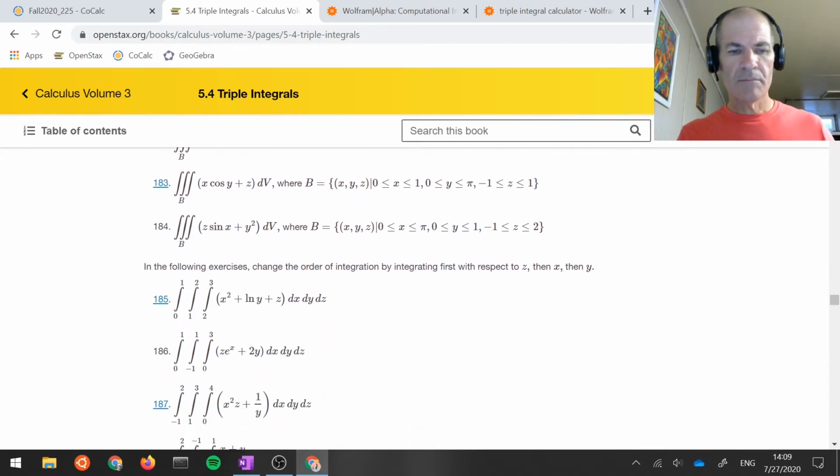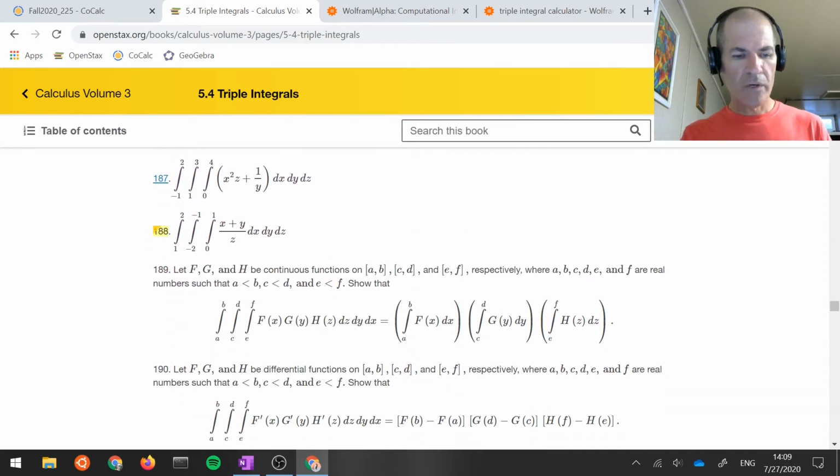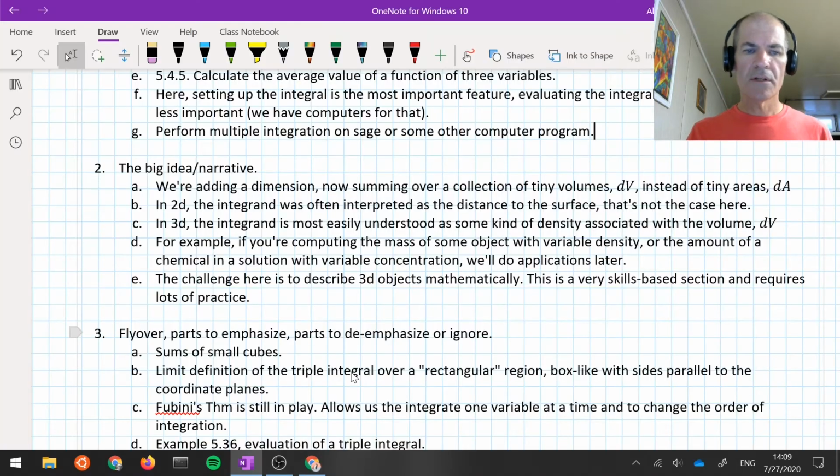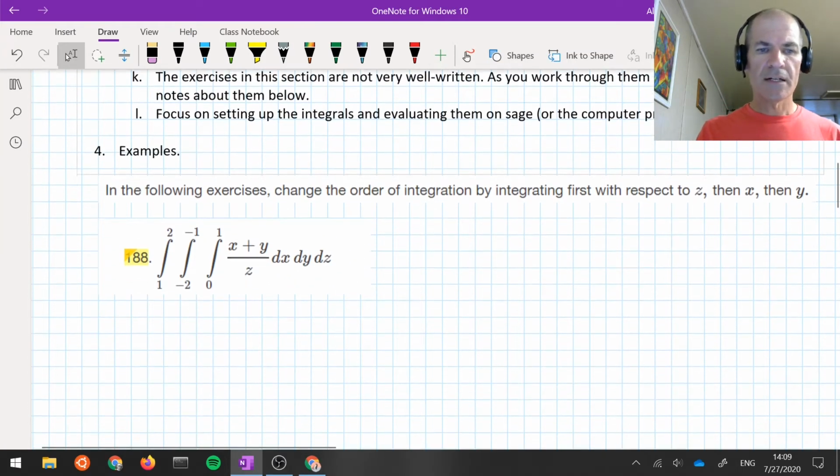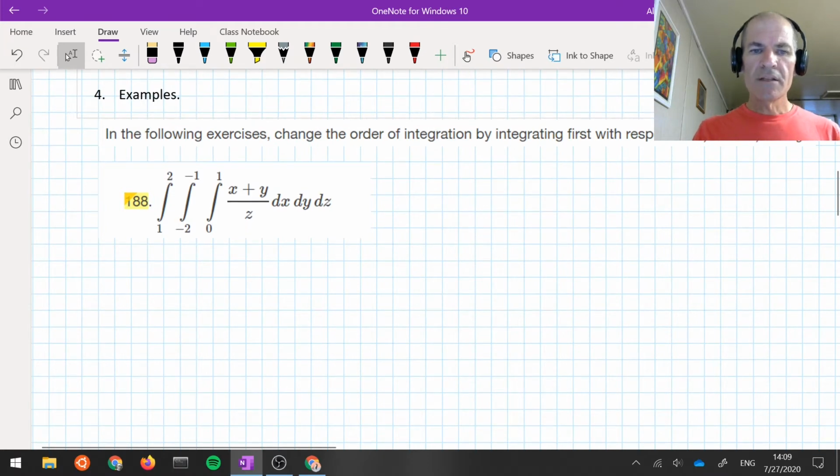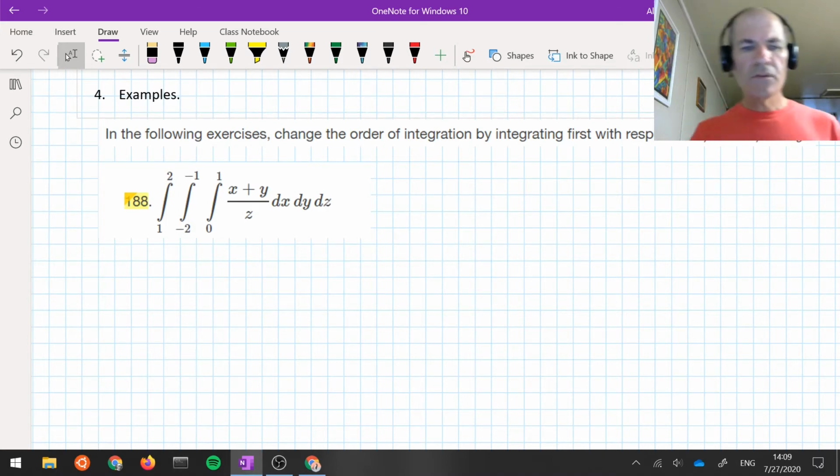That being said, the first one I want to talk about is exercise 188. So let's hop over to the notes and look at exercise 188. In this example, you're asked to change the order of integration by first integrating with respect to z, then x, then y. You're not explicitly asked to do this integral, but I'll do it anyway just to get our feet wet. You'll notice that working from the inside out, the order of integration is x, then y, then z. And you're asked to change it to inner z, then x, then y.